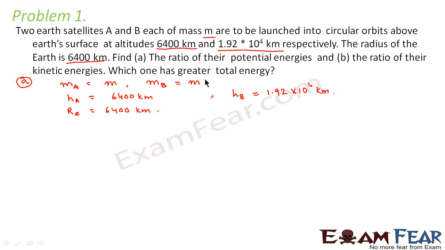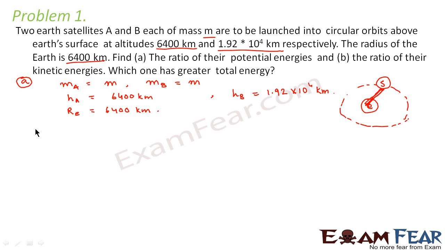So we have to find out the ratio of the potential energies. See, let us suppose this is the Earth and this is a satellite. The satellite would be moving around the Earth somewhat like this, right? It says that they are launched into circular orbits above Earth's surface at altitudes 6,400 km. That means when I talk of h, it would mean this distance. But when I calculate the distance between Earth and the satellite, it would be the radius of the Earth plus the height of the satellite, correct?